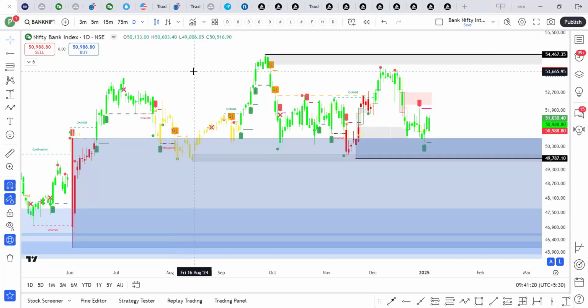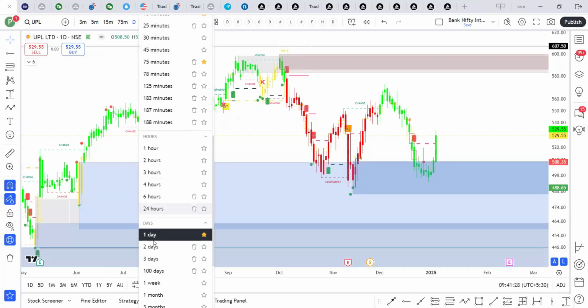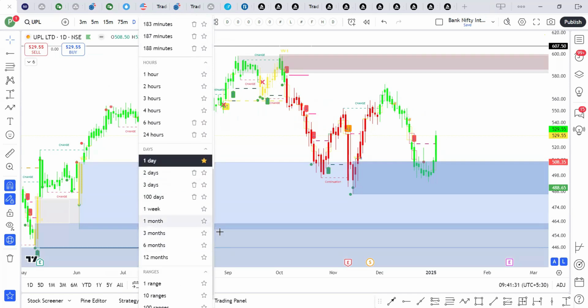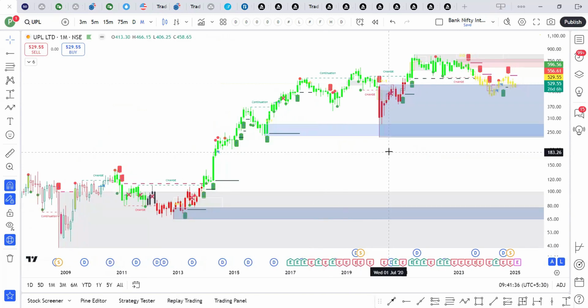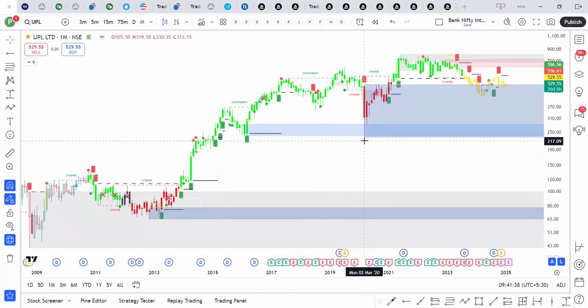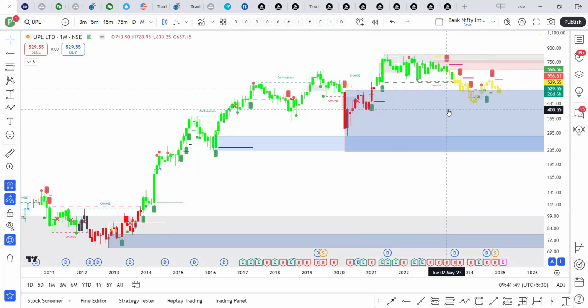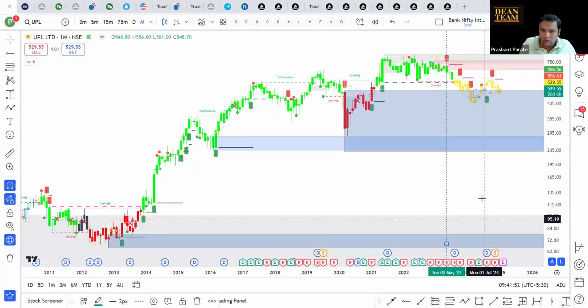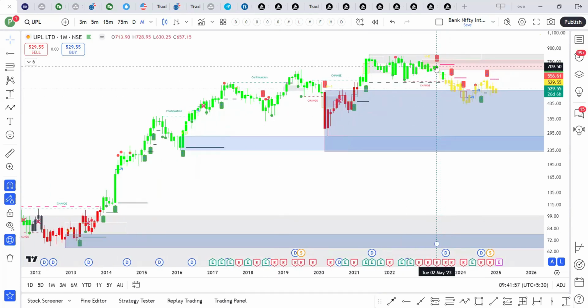So UPL. I had bought UPL before in 2023, just on tips that it is fundamentally very strong and it has reached a good valuation area. I bought it on 17th May of 23. This is the monthly chart. This is May.